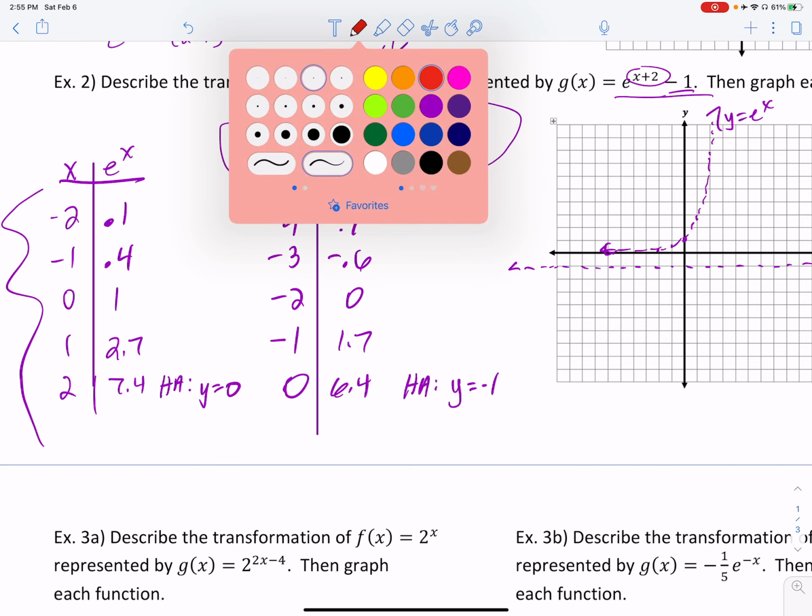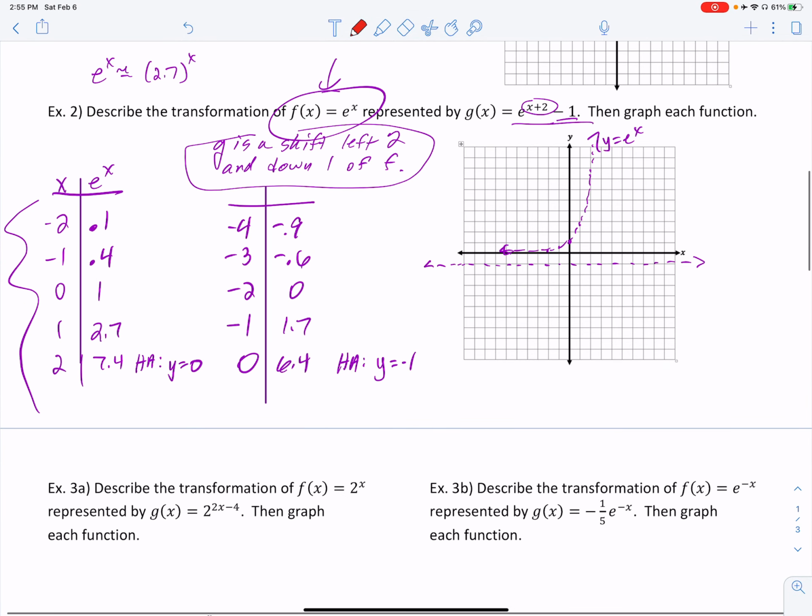I'm going to change colors. So if I go to plot this, at -4, I'm at -0.9. At -3, I'm at -0.6. At -2, I'm at 0. At -1, I'm at 1.7. And at 0, I'm at 6.4. And then have it run parallel to that horizontal asymptote and go through those points. And there is my function g.